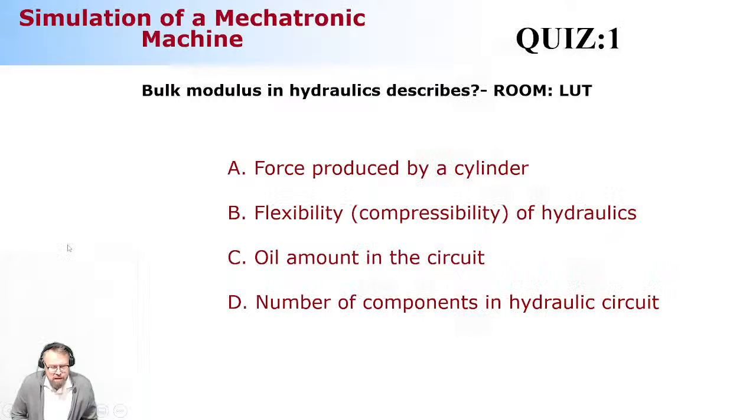Okay, bulk modulus in hydraulics describes: force produced by a cylinder; flexibility, compressibility of hydraulic oil; amount of oil in the circuit, so that's a hydraulic circuit; number of components in the hydraulic circuit. So which one of the four options is correct? And the game is on, and the first votes are at 89.